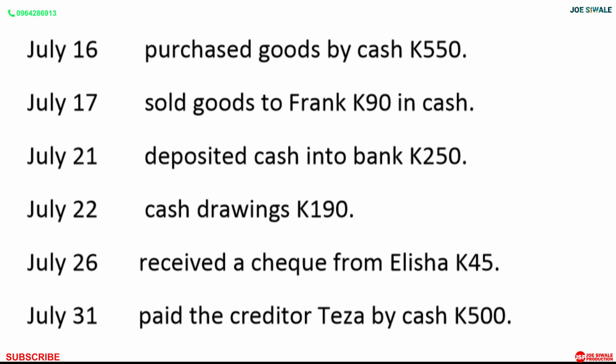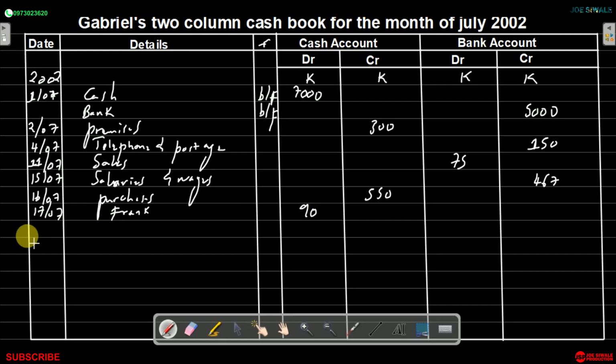In the contra entry transaction area, I had said that this type of transaction is where one account is debited and one account is credited. So in this case, where cash is deposited into the bank, that means that the cash account is going to be credited and the bank account is going to be debited. And in our folio section, we're going to put the letter C, which represents a contra entry transaction. So we'll say 21st of July.